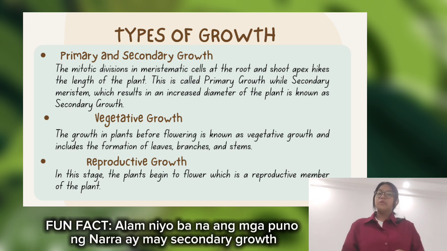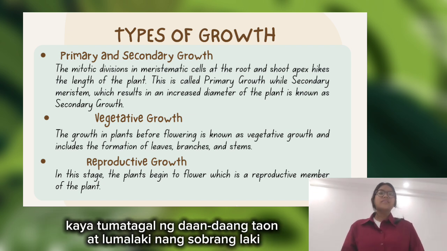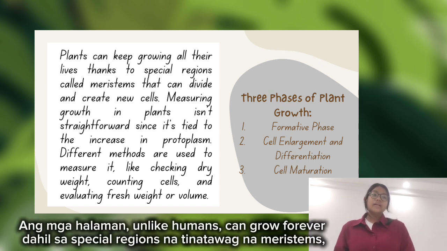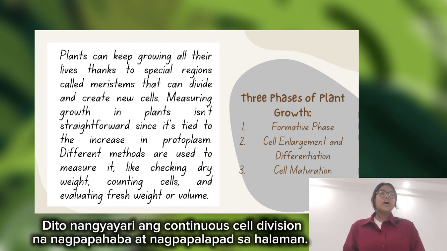Fun fact, alam niyo na ba na ang mga puno ng narra ay may secondary growth kaya tumatagal ng daang taon at lumalaki ng sobrang liit. Plants can keep growing all their lives thanks to special regions called meristems that can divide and create new cells. Ang mga halaman, unlike humans, can grow forever. Dahil sa special regions na tinatawag na meristems, dito nangyayari ang continuous cell division na nagpapahaba at nagpapalapad sa halaman.